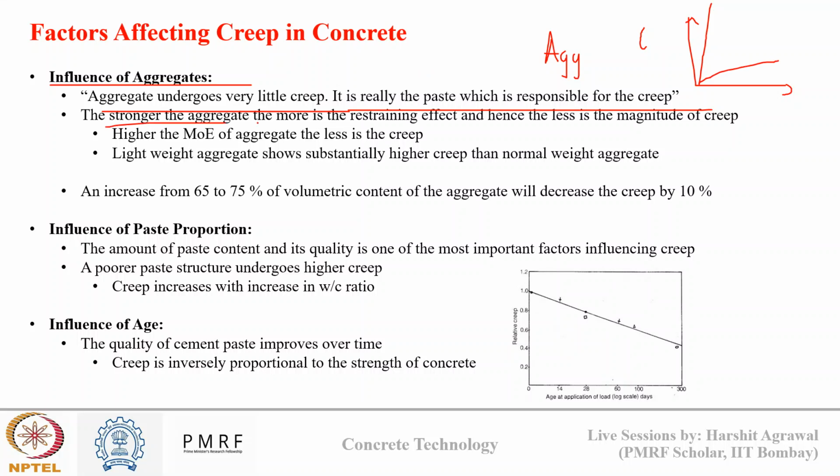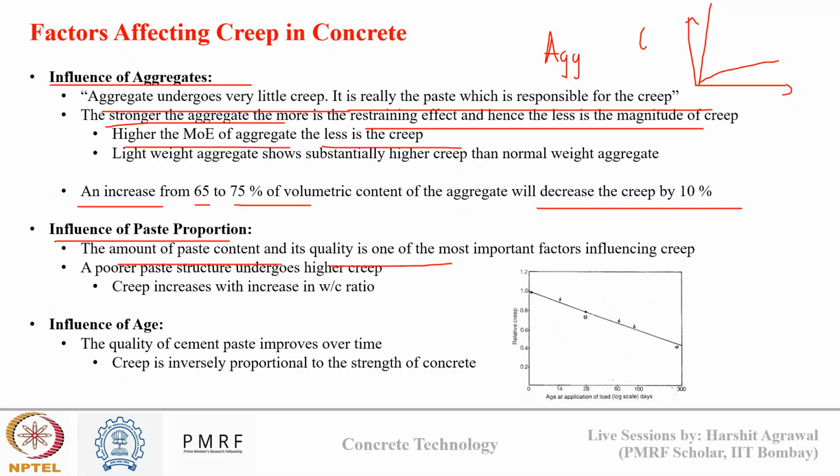Okay, so if we use stronger aggregates, aggregates can create more restraining effect, and it can lower the creep in concrete. Because of high modulus of elasticity, aggregate lowers the creep in concrete. It is said that if we increase the aggregate proportion from 65% to 75%, we can reduce the creep in concrete by 10%. Then we have paste. As we have discussed just now, it is the paste that is responsible for the creeping effect in concrete. So the quality of paste and the amount of cement paste in a concrete can influence a lot. Okay, so if you have a poorer paste structure, it can undergo higher creep.